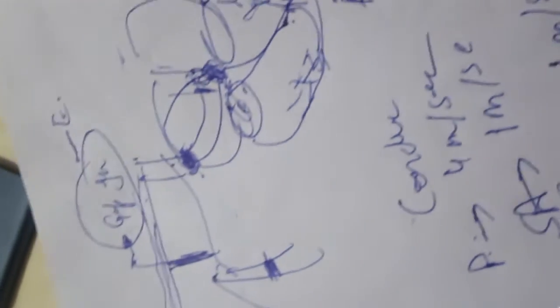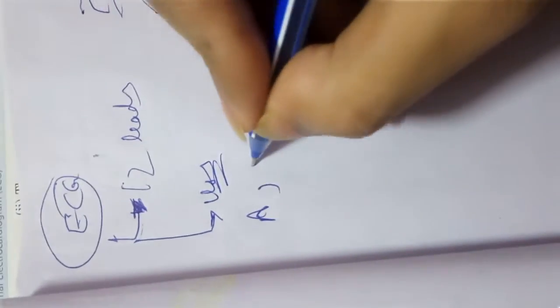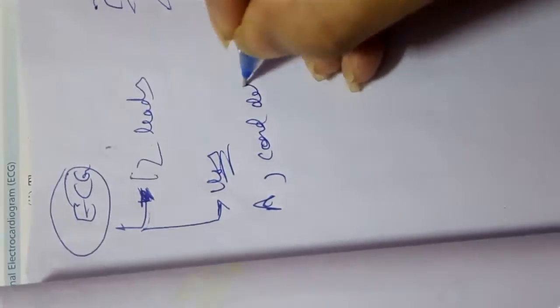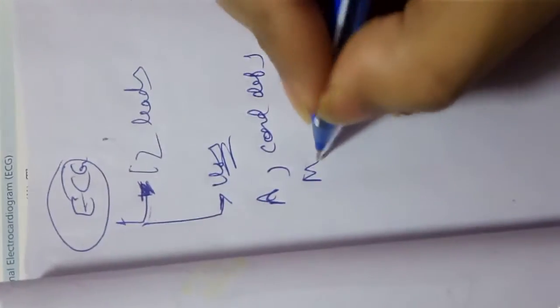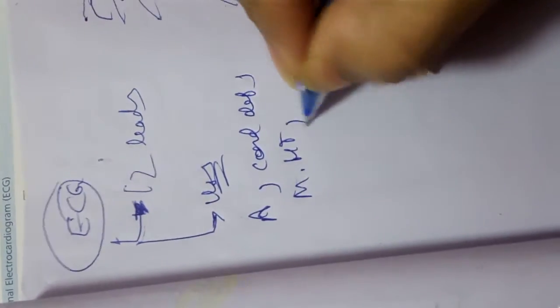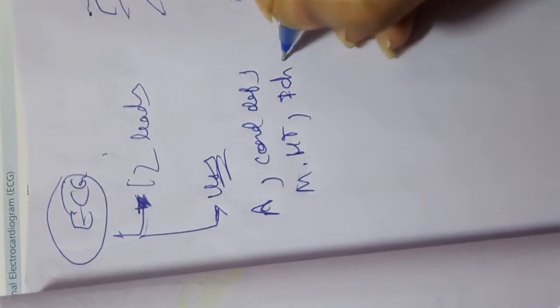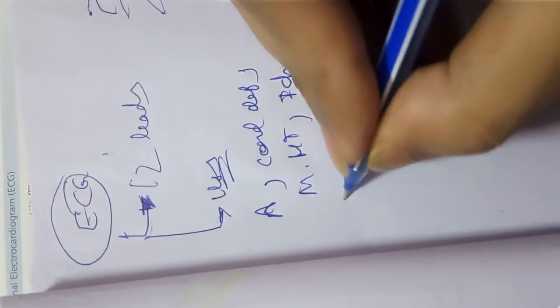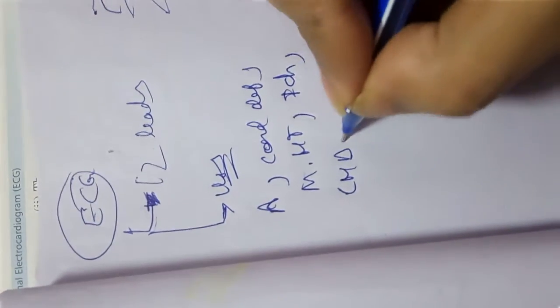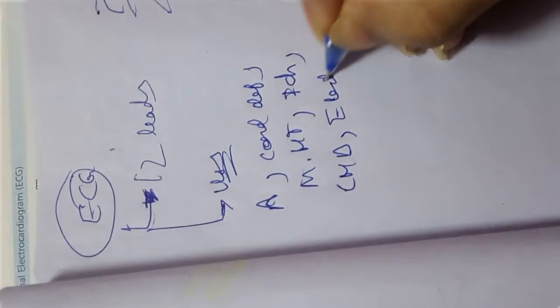sinus venarum. Before we start the 12 leads, the uses of ECG: arrhythmia, conductive defects, myocardial hypertrophy, ischemia, congenital heart disease, electrolyte disturbance, and effect of drugs.